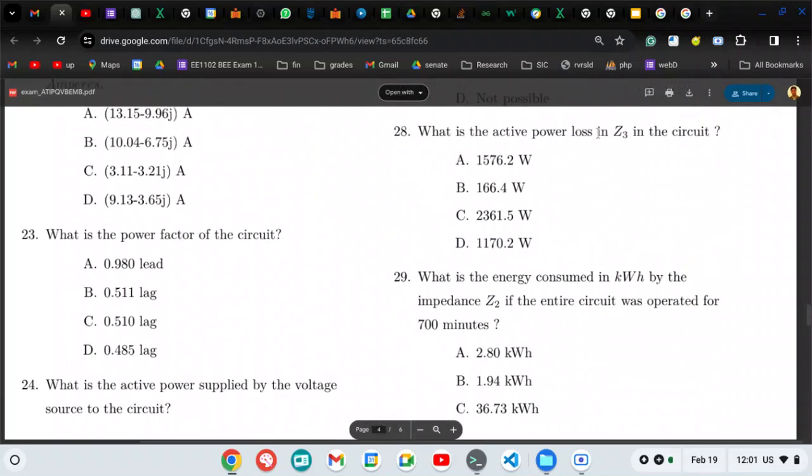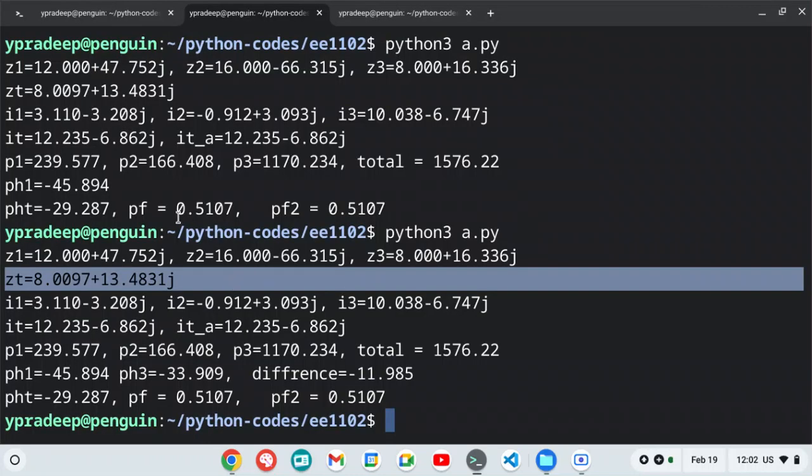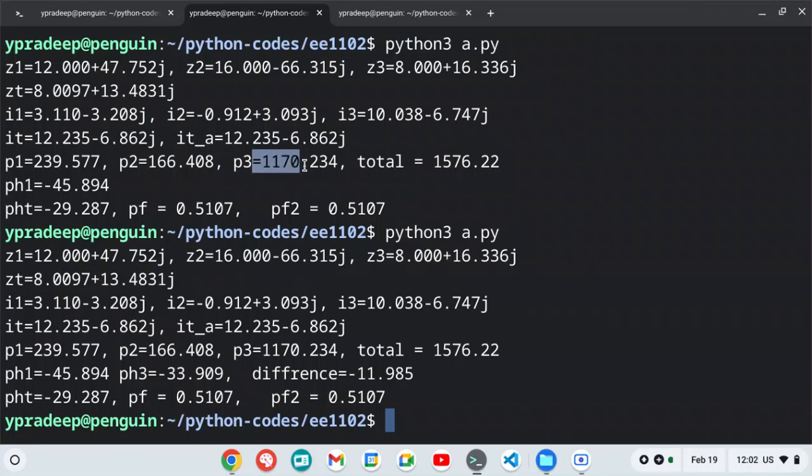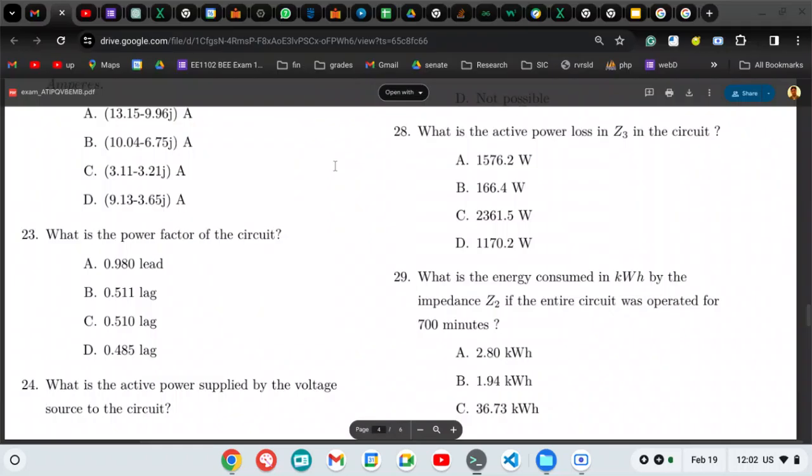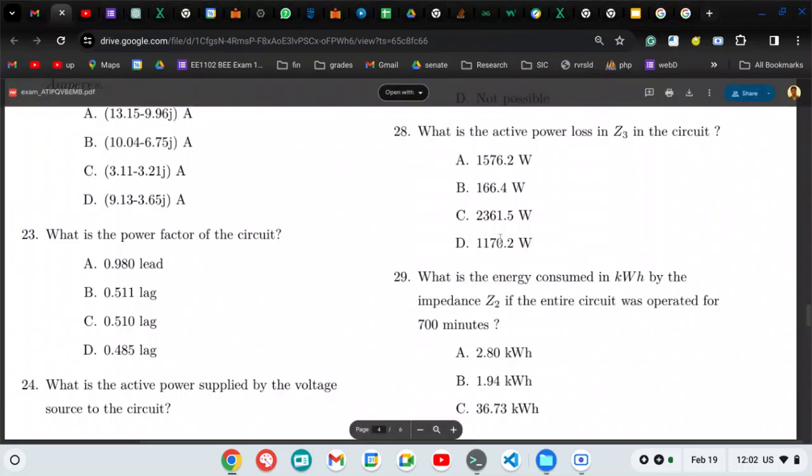What is the active power loss in Z3 in the circuit? Okay, active power in Z3. I think we already calculated that. So that is P3, right? 1170234. So I think D is the answer for this.